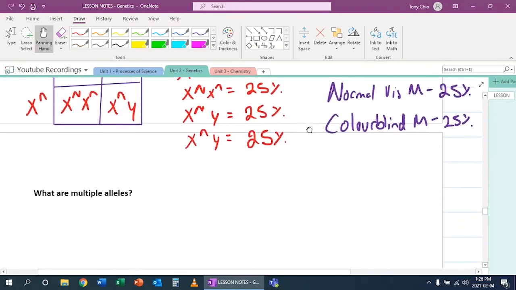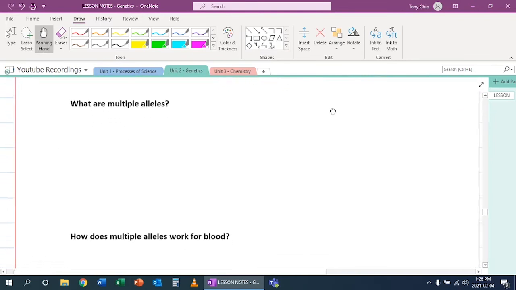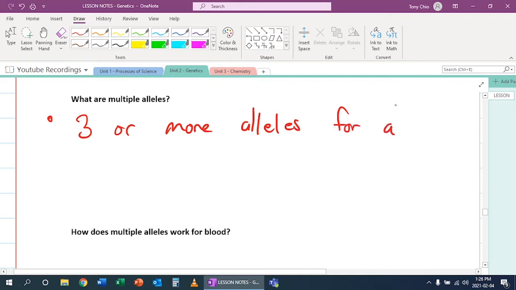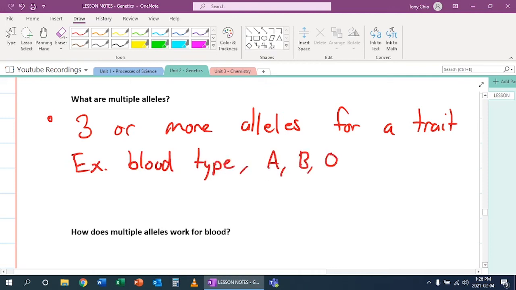The last type of Punnett square we're going to deal with is what we call multiple alleles. Multiple alleles are where you have 3 or more alleles for a trait. And the most common example is blood type in humans, because we have A blood type, B blood type, and O blood type. So that's an example of blood types we have. But here's the thing though. Even though there are multiple types of alleles, humans can only inherit 2 of them.